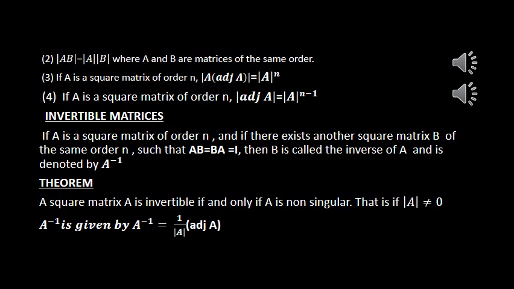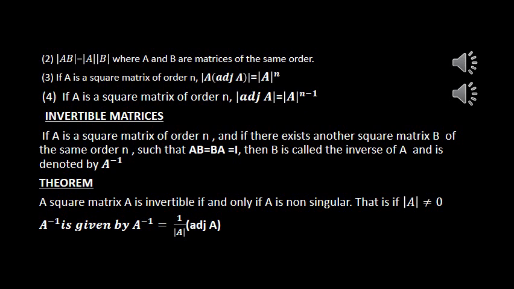If A is a square matrix of order n, then determinant of A into adjoint A is equal to determinant A raised to n. What did we study? A is a square matrix, then determinant of A into adjoint A is the same as determinant A raised to n. Another one: A is a square matrix of order n, then determinant of adjoint A, only adjoint, is equal to determinant A raised to n minus 1.